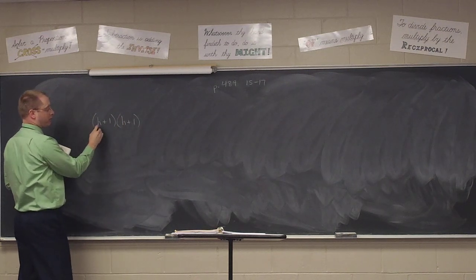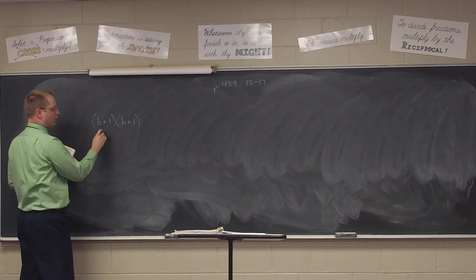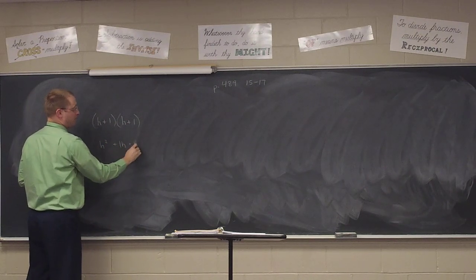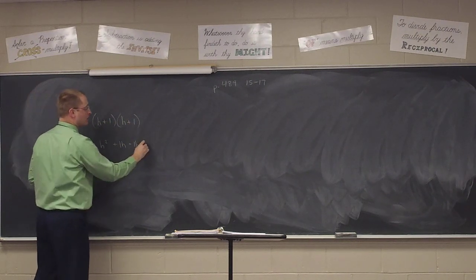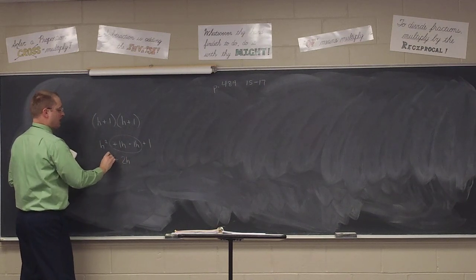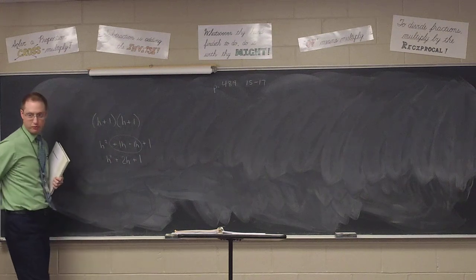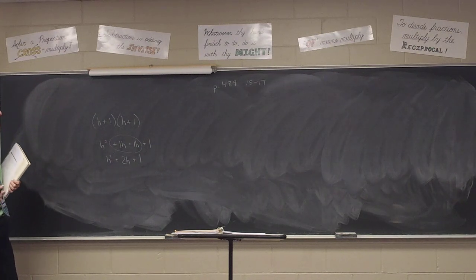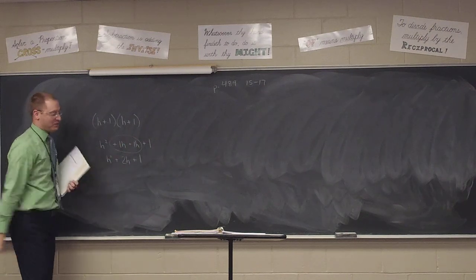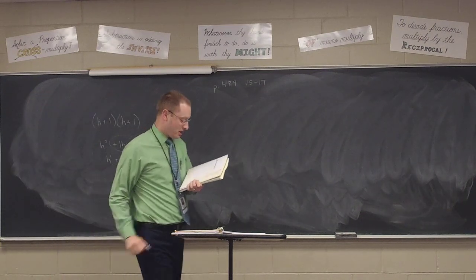If you're foiling, your first is H times H, that's H squared. Your outer is H times 1, which is 1H. Your inner is 1 times H, which is 1H. And your last is 1 times 1, which is 1. The 1H plus 1H gives you 2H. Of course, the H squared has no friends, and the 1 has no friends. Careful, are they inverses? Oh, right. They're both positive, so no, they don't cancel. That's number 16, what did you get?